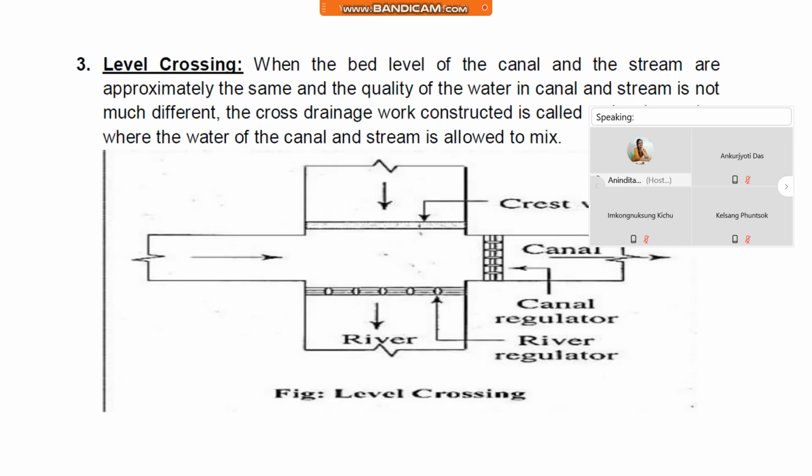Number 3, level crossing. When the bed level of the canal and the stream are approximately the same and the quality of water in the canal and stream is not much different, the cross drainage work constructed is called a level crossing, where the water of the canal and stream is allowed to mix. In the figure you can see the level crossing. We have already seen these aqueducts and level crossings previously in our videos, so you can go and have a look at them again if you have forgotten.